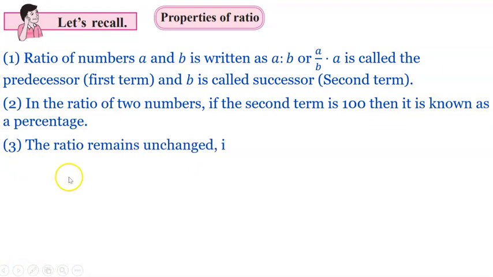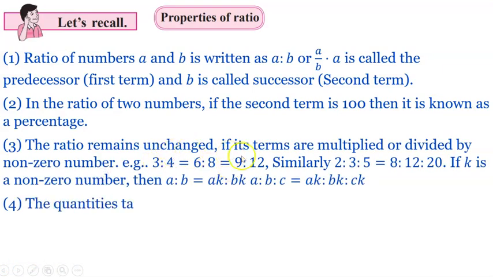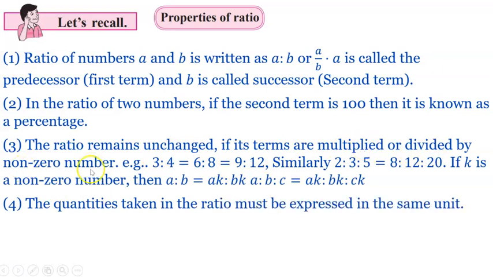Third one, the ratio remains unchanged if its terms are multiplied or divided by non-zero numbers. For example, 3 is to 4 multiplied by 2, you will get 6 is to 8. If multiplied by 3, then you will get 9 is to 12. Similarly, 2 is to 3 is to 5, if you multiply these numbers by 4, then you will get 8 is to 12 is to 20. If k is a non-zero number, then a is to b is equal to ak is to bk.